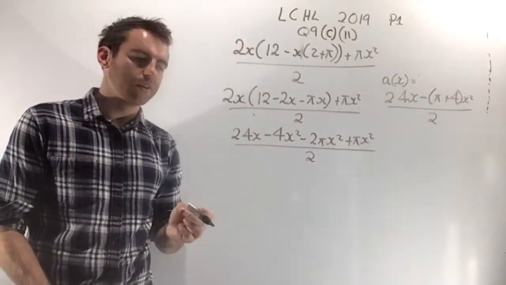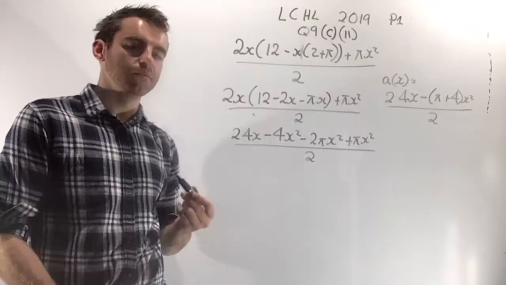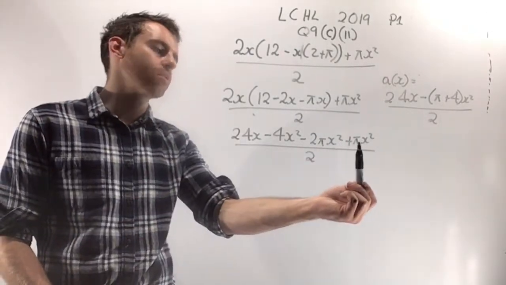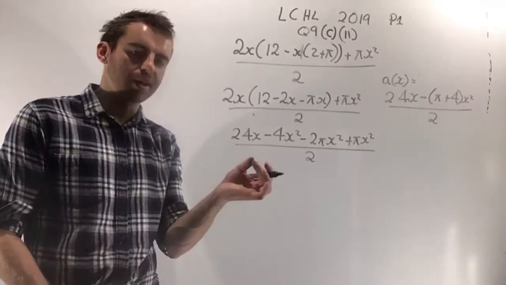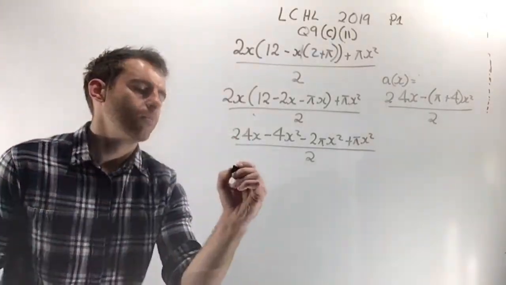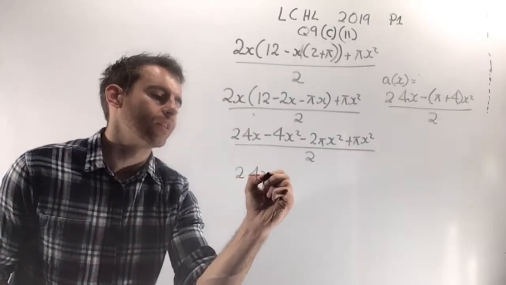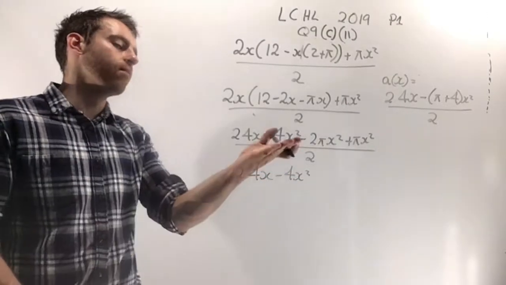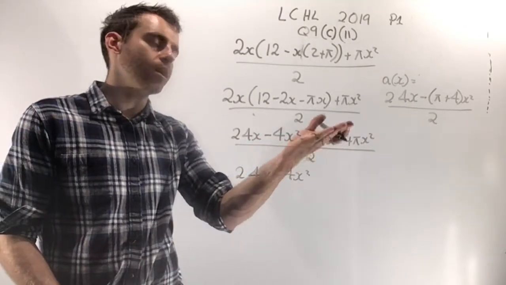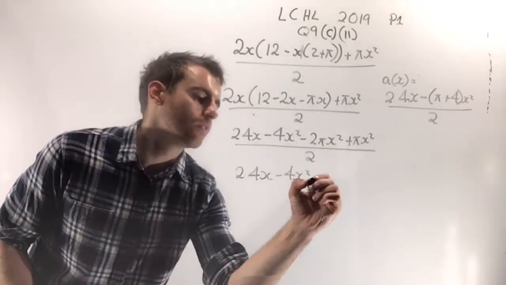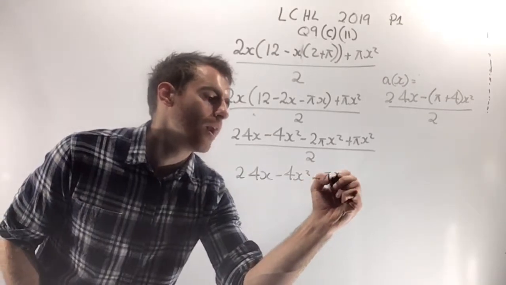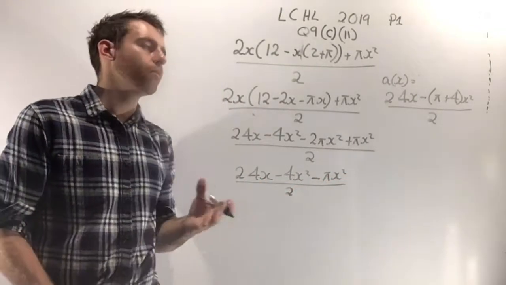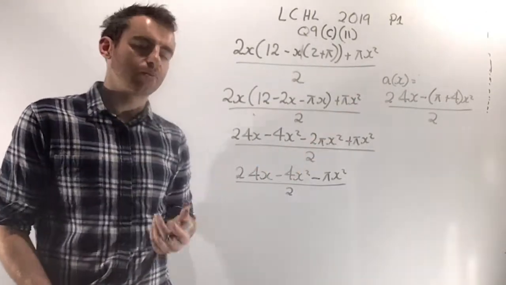Now what you need to notice here is that the last two terms of the numerator are like terms. I've got minus 2 pi x squared plus pi x squared, so I can clearly add those together. My first two terms will stay the same, 24x minus 4x squared, but here I have minus 2 pi x squared plus 1 pi x squared gives me minus 1 pi x squared. And that's all divided by 2. Now we just need to manipulate it so we get to our answer.